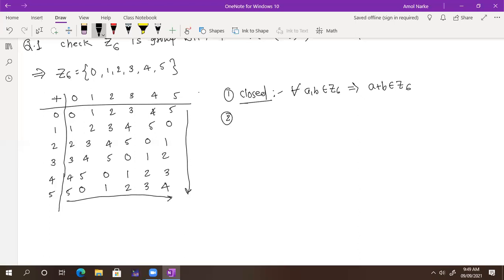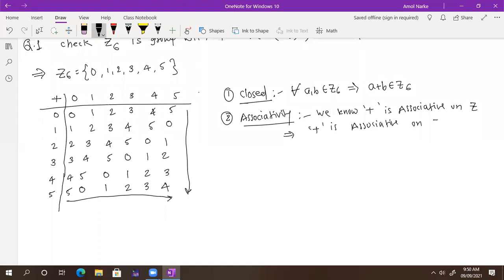What is associativity? We know plus is associative on Z, the whole integers. Whole integers means what? Negative 1, negative 2. The plus is associative. We already showed that Z with plus is a group. So this implies plus is associative on Z6 also, because it is a subset of Z.